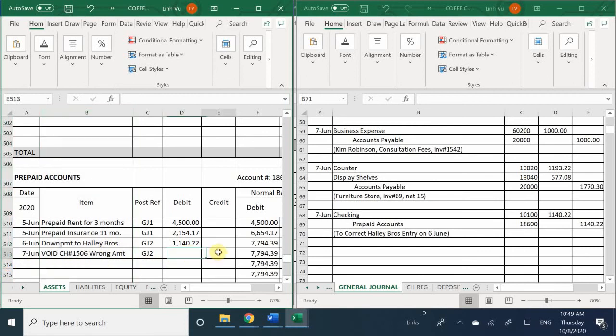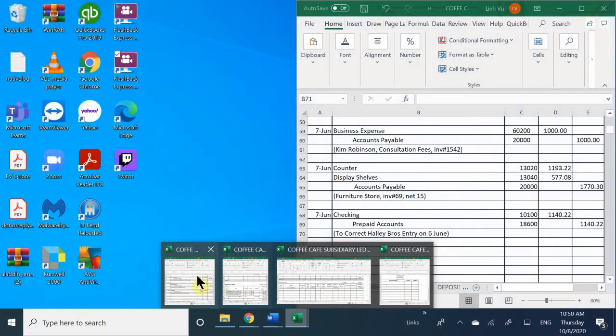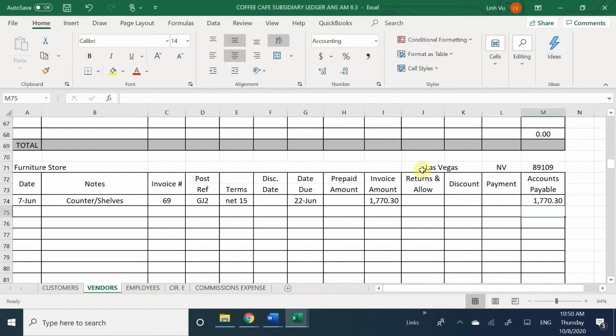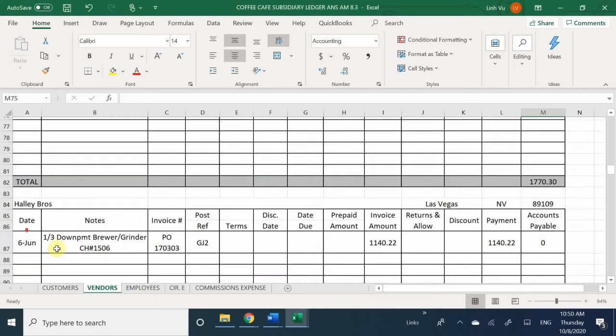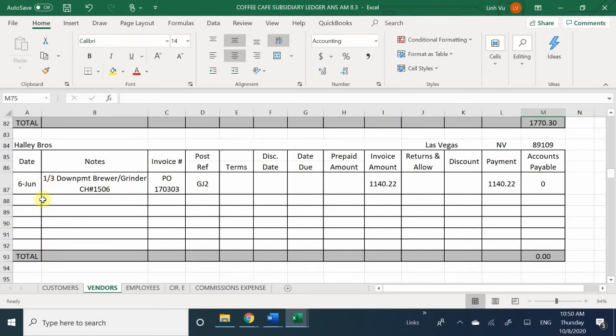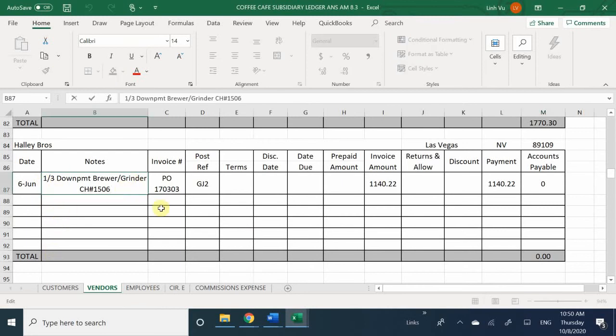General Journal 2, and now because I'm crediting my account, I'm going to credit for the 1140.22, which should bring me back down to what I originally started, which was the 6654.17. Okay, back to my original amount. And then, of course, you're also going to have to update your subsidiary ledger because you voided this check. So in this case, I'm going to go up here to my Haley Bros. I'm going to dive right into here and write void check.